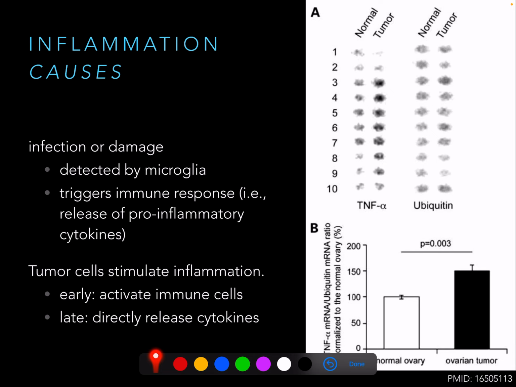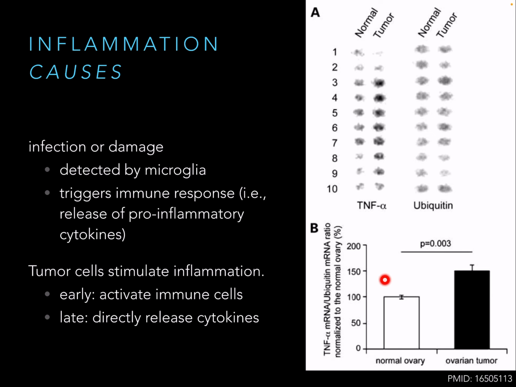So here we're looking at some ovarian extracts, normal ovaries. We got 10 of them here, and then 10 ovaries that had tumors. And the darkness of each of these dots, this is called a dot blot assay, shows us about how much TNF-alpha was around. Over here, this is just a loading control, ubiquitin. You can kind of forget about it. It's just to make sure they actually loaded about the same amount. And what we can see here, there's a whole lot more TNF-alpha.